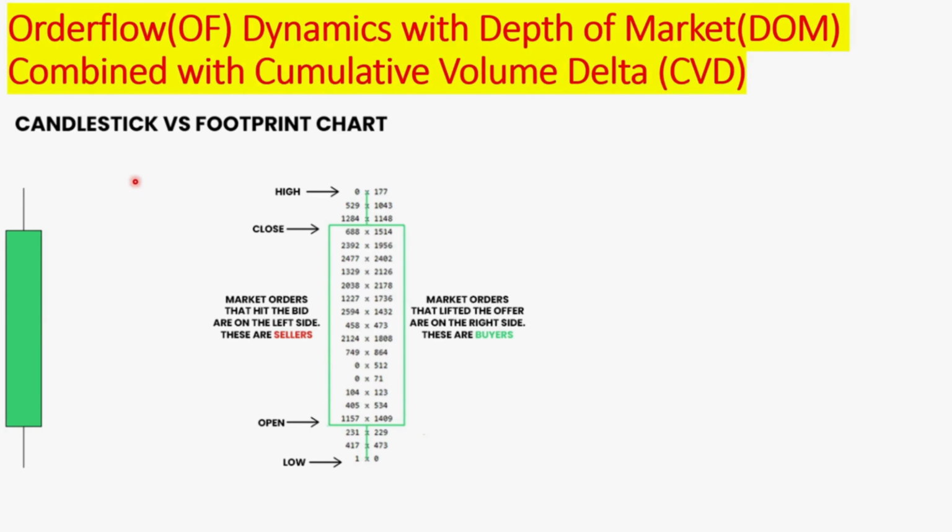If you look at this slide, you will see the distinction between a candlestick chart and a footprint chart. While a candlestick might show a large green bar, it doesn't reveal the nuanced interaction between buyers and sellers at each price level. That's where the footprint chart or order flow comes into play. Simply looking at the candlestick can be misleading. A large green bar doesn't always mean buyers are in control. The real dynamics are revealed through order flow.